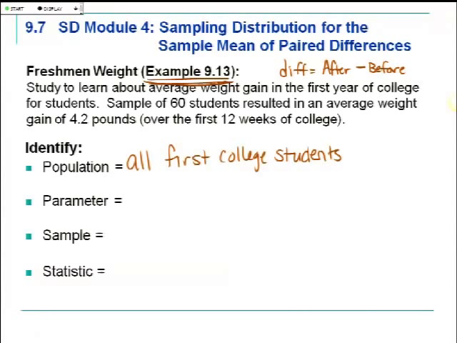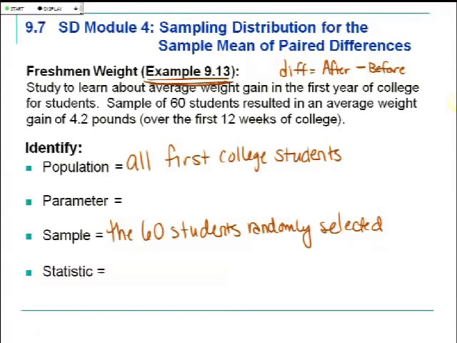The sample that we selected from that population consists of the 60 students that were randomly selected. And whatever their measurements are, that sample would be represented by D1, D2, their measurements up to D60. The parameter versus the statistic. Parameter is the true value for the population. I'm trying to learn about the true mean weight gain or mean difference. Mu sub D is our new parameter. It is the population mean weight gain, and this would be for all first-year college students.